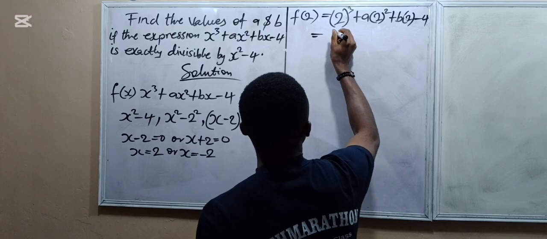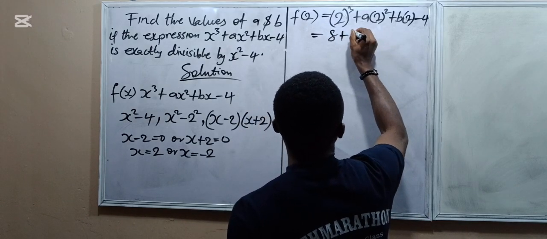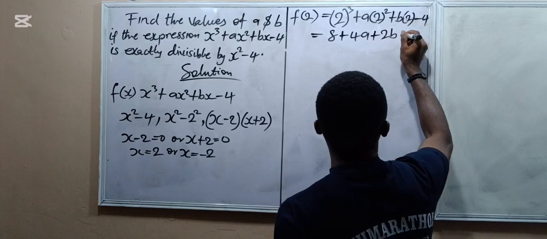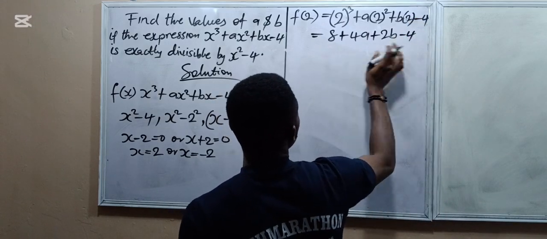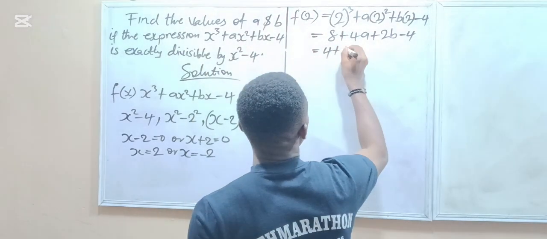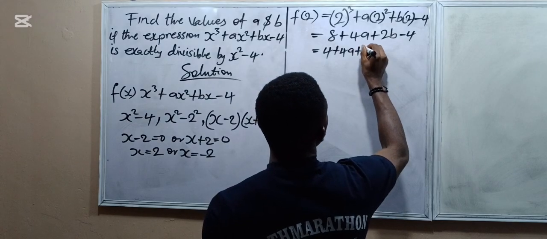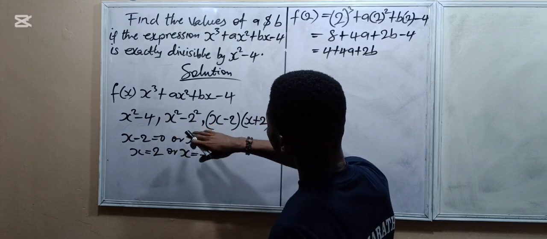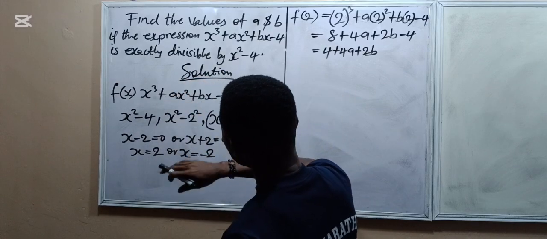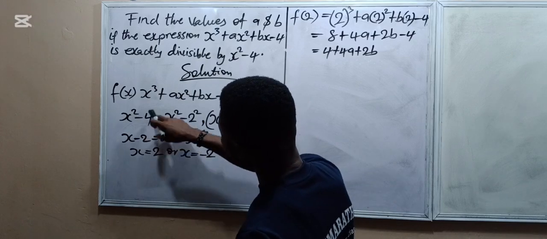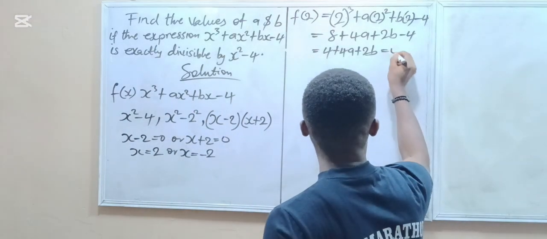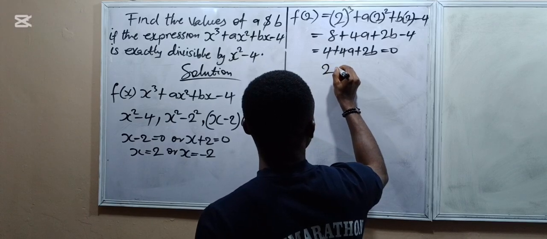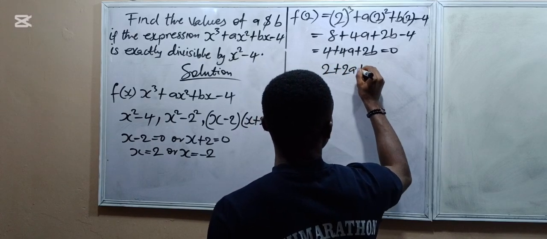And this is equal to 8 plus 4a, 2 times 2 is 4, plus 2b, and then minus 4. And if you notice, 8 minus 4, this is equal to 4 plus 4a plus 2b. And since they say this expression is exactly divisible by x squared minus 4, that means that this is a factor. What it means is that if we divide, we will get 0. So this will be equal to 0. And you can simplify this further by dividing through by 2. So we have 2 plus 2a plus b is equal to 0.